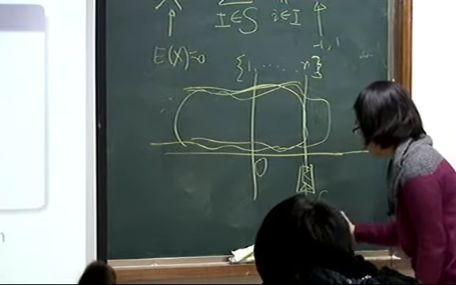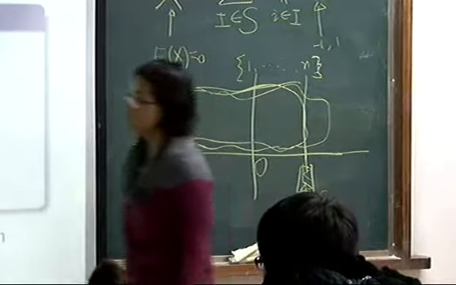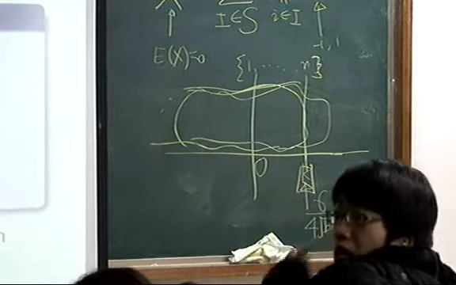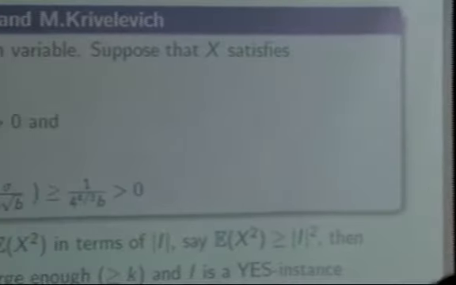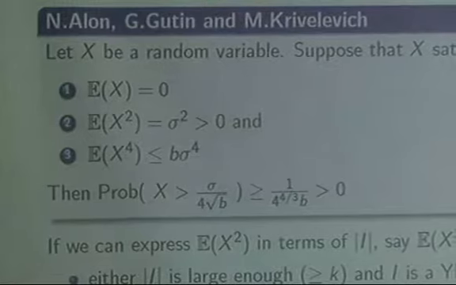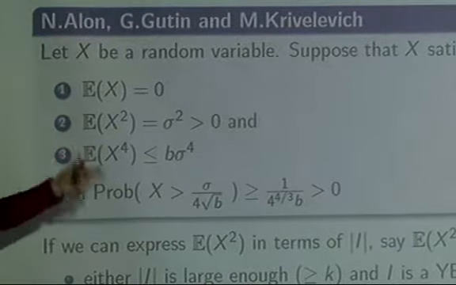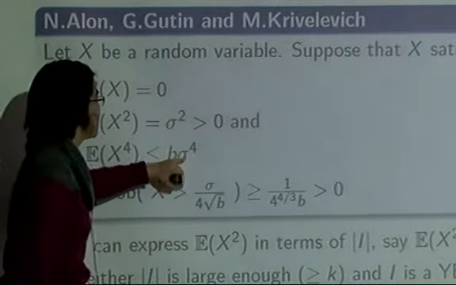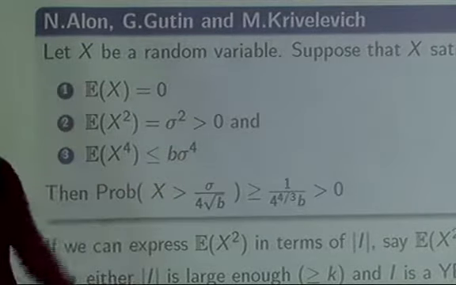What is B? B is the constant here. Any constant? Yeah. Positive? It should be at least 1, because you can compute it. You can easily check it. It's impossible to have smaller than 1.